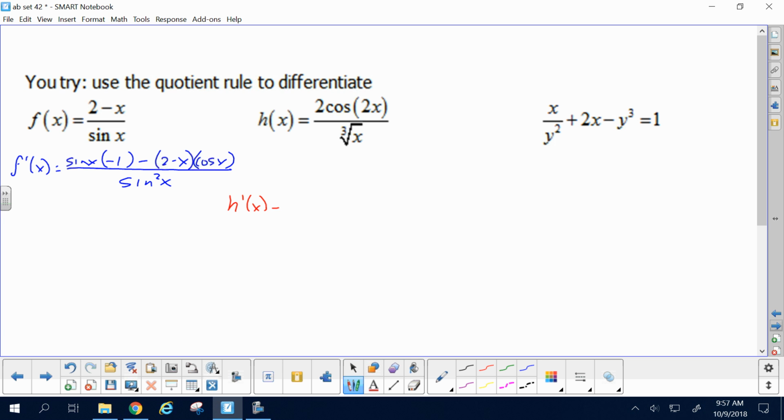As always, make sure you're labeling your work. It shouldn't just be a floating expression. Have f prime equals next to it. Never just float your answer. Always want labels.